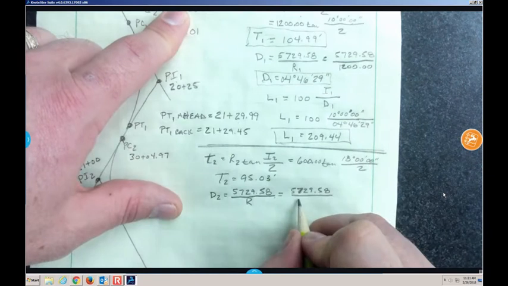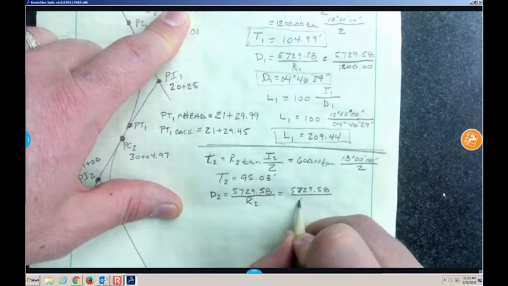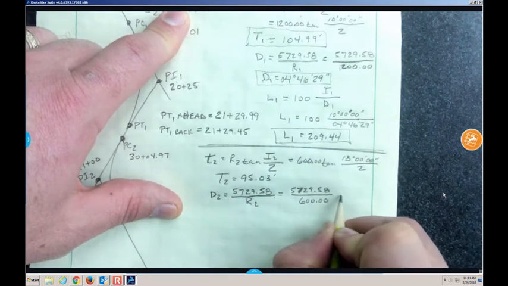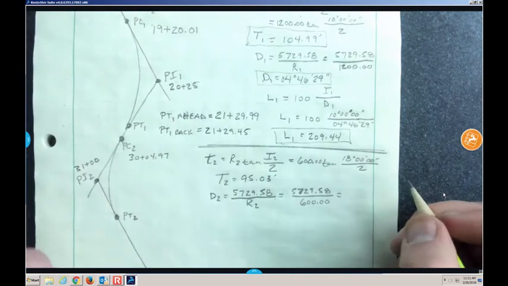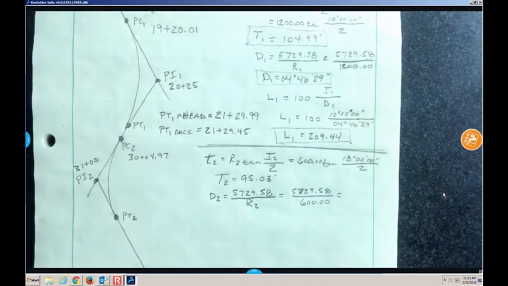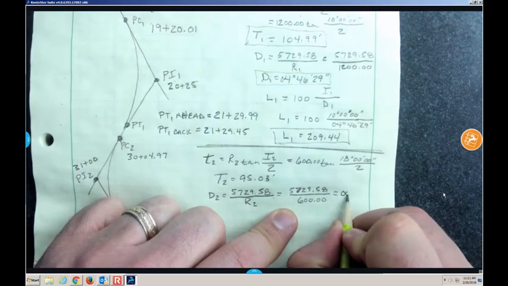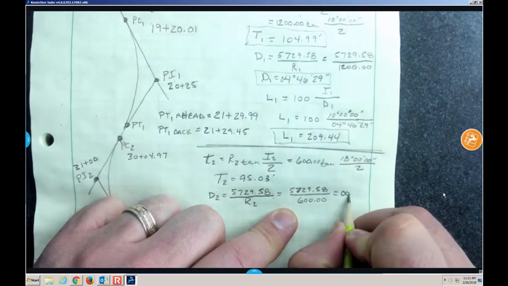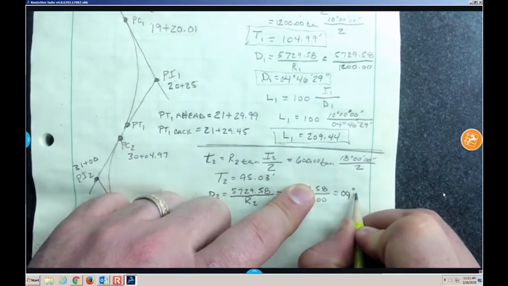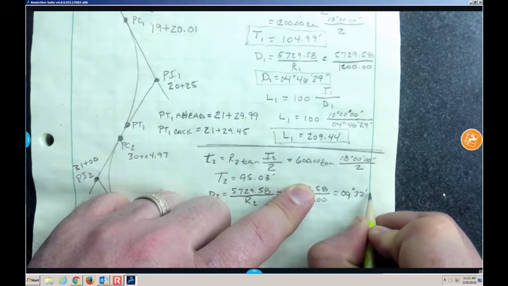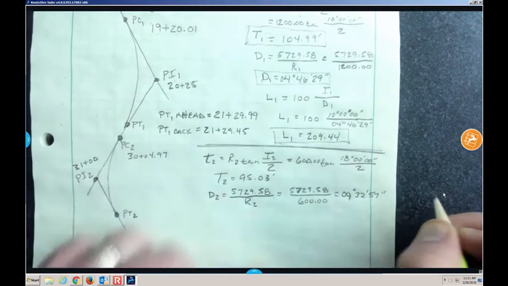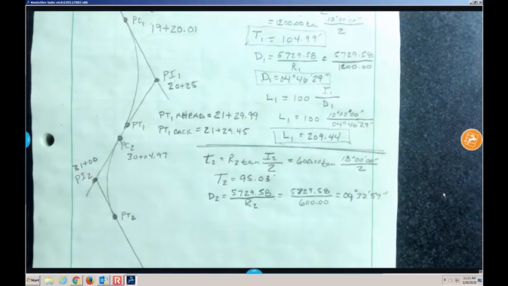R is 600, R2. What does that come out to be for D2? Remember, it's in degrees. 9 degrees, 32 minutes, 57 seconds. Okay, so that's D2.